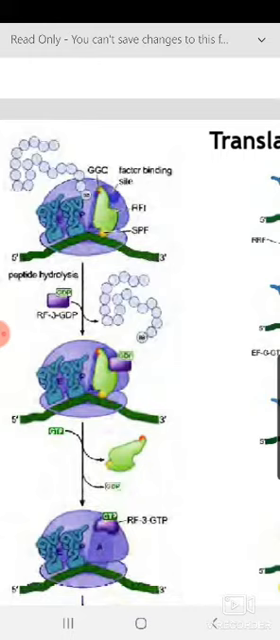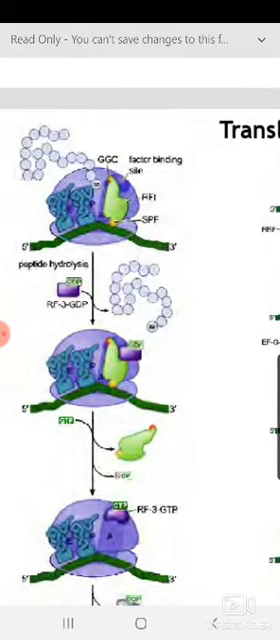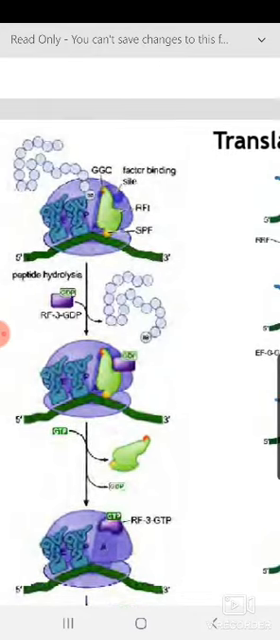Now the releasing factors. There are class 1 factors. Let us see the class 1 RF1. There are two types of factor, RF1 and RF2. So let us see that RF1 comes and binds there. Being a protein, it uses its 3 amino acid sequence to recognize the anticodon. What are the 3 amino acids? SPF: serine, proline, phenylalanine. Remember?